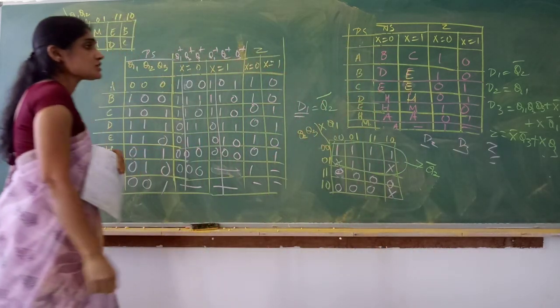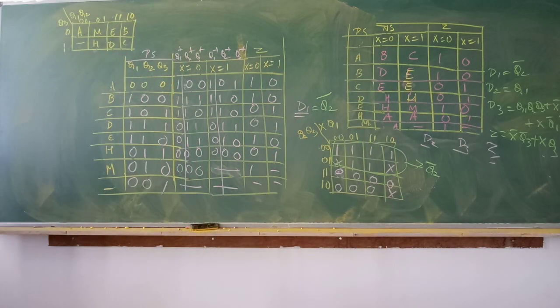This is the equation you are going to get. Please check these equations. Use K-map and try to simplify. Then lastly you have to write the circuit. I'll write it in the next class. Okay, thank you.